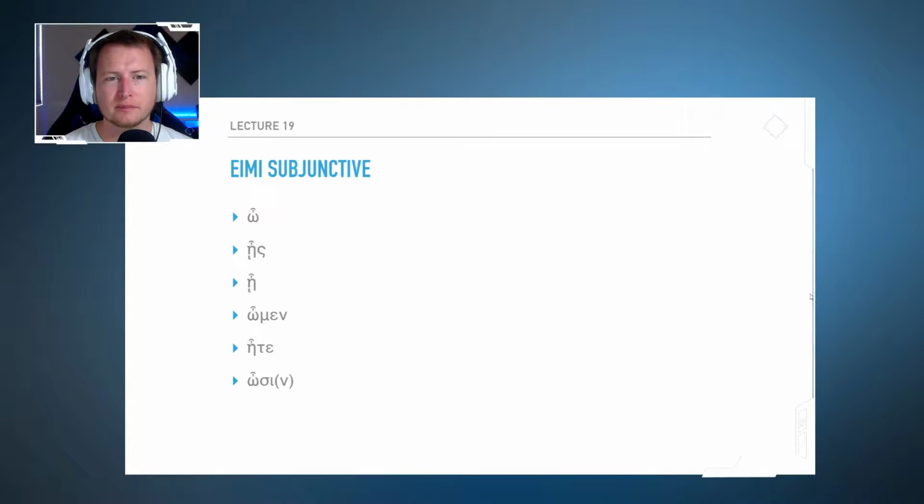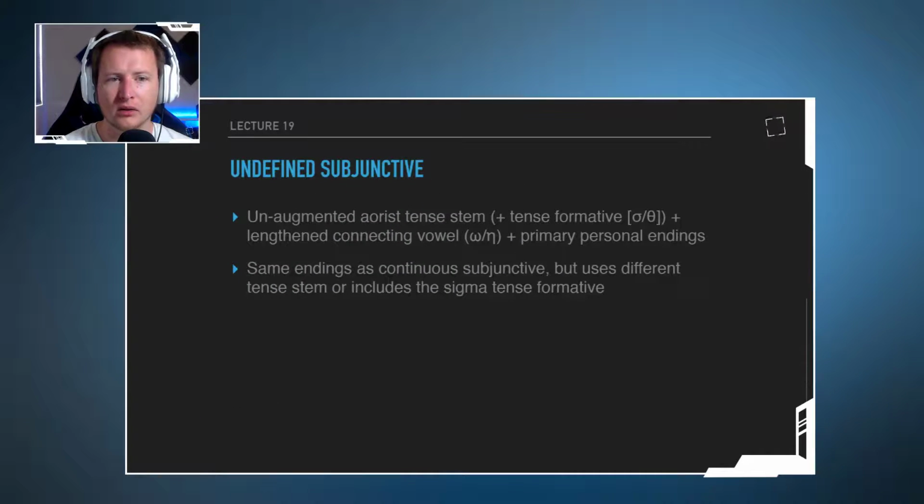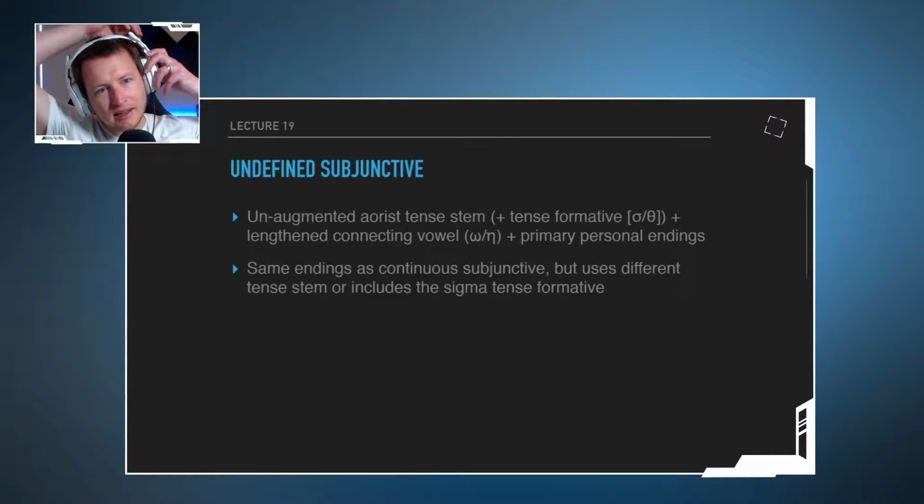So this is the subjunctive. Okay, so now let's talk about the undefined subjunctive. Again, this is when you're dealing with aorist tense stems. There's no time, therefore there is no augment. But to identify the tense, there is a tense formative, either a sigma or a theta, plus a lengthened connecting vowel. So the subjunctive still maintains a lengthened connecting vowel. That does not change.